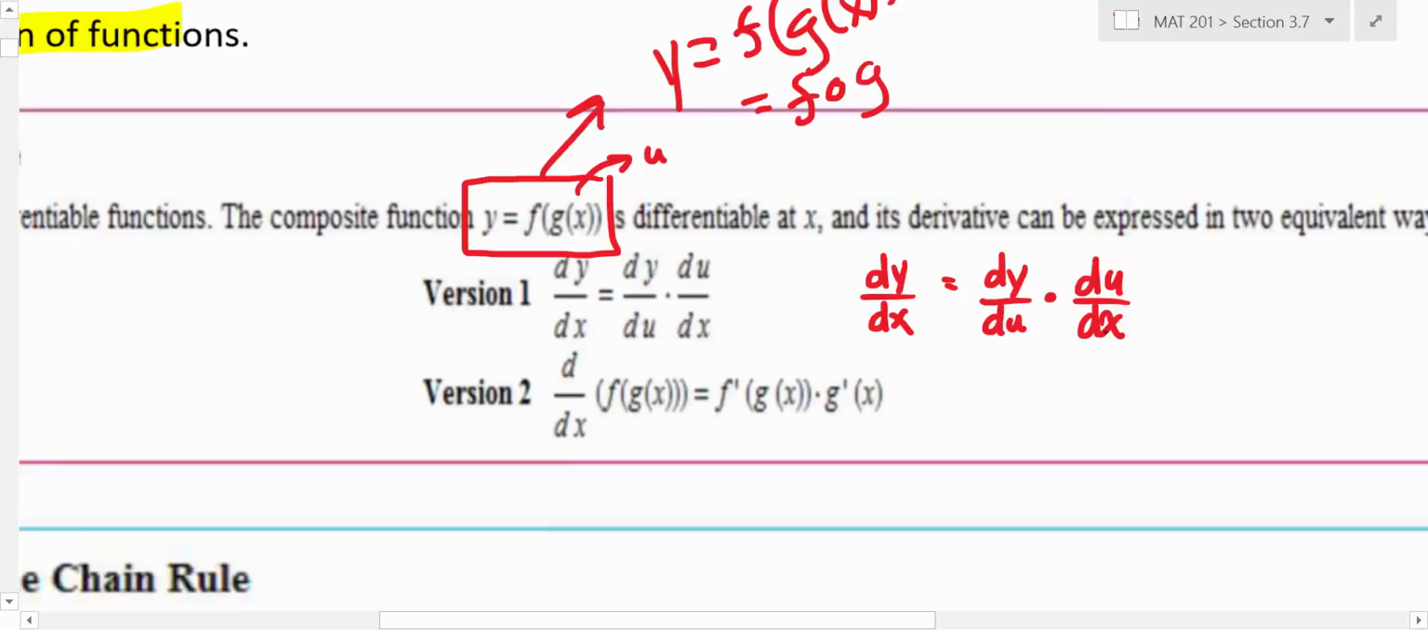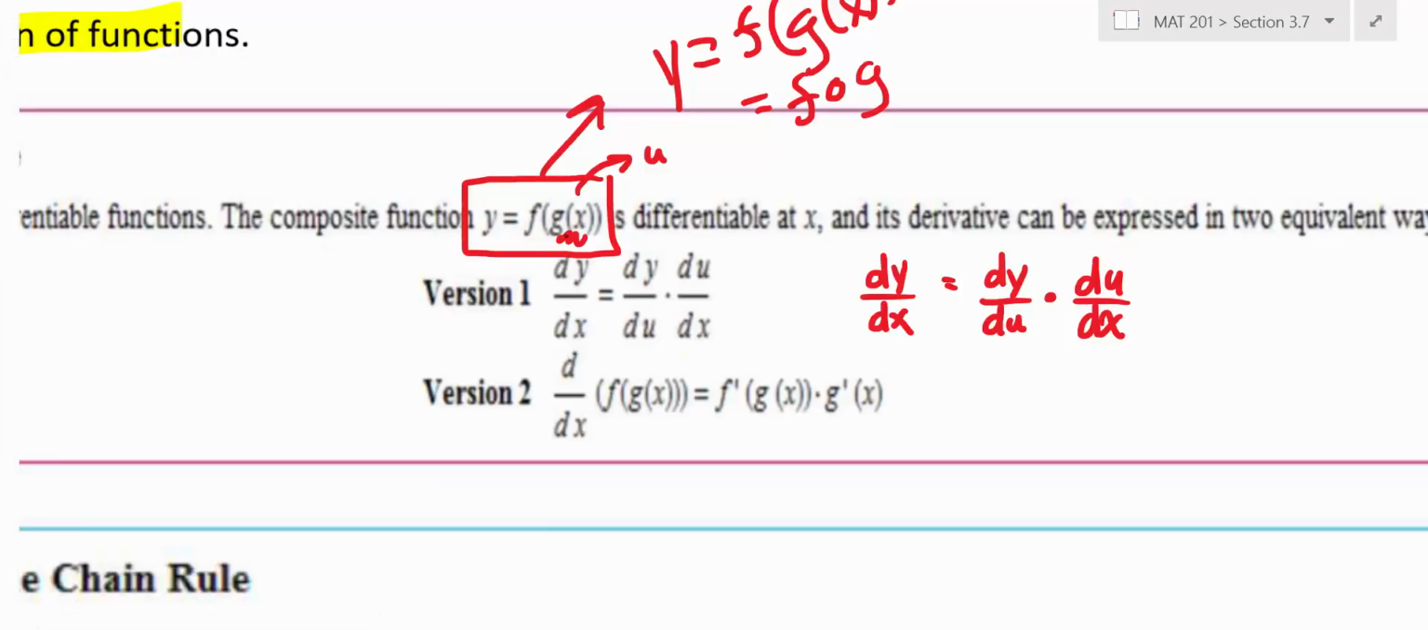So you've got two derivatives. Essentially you're taking the derivative of y, the whole big function, with respect to u, and then du over dx is the little inside part. Then you multiply them together. That formula you need to know.